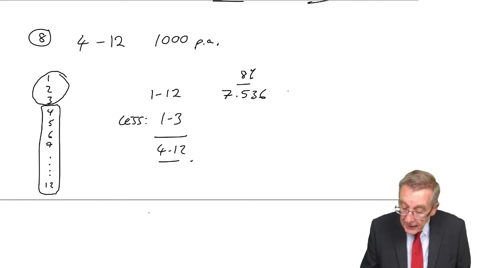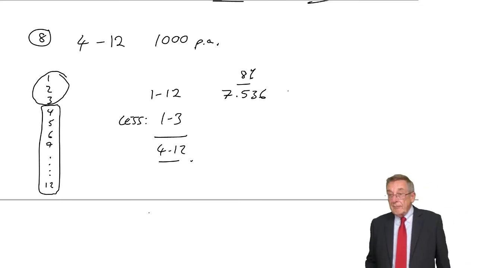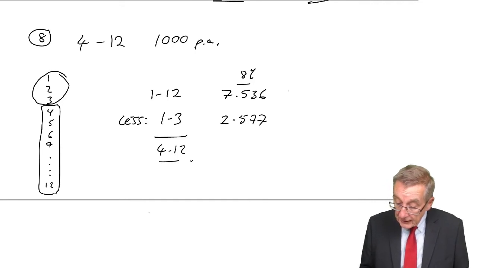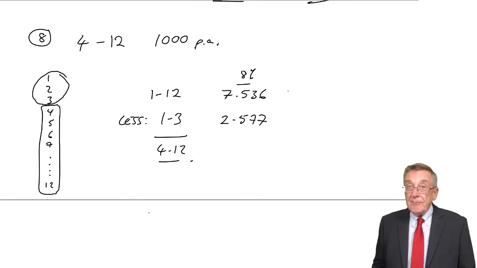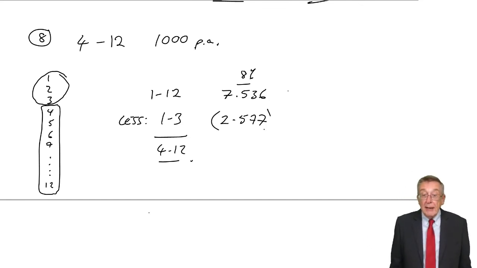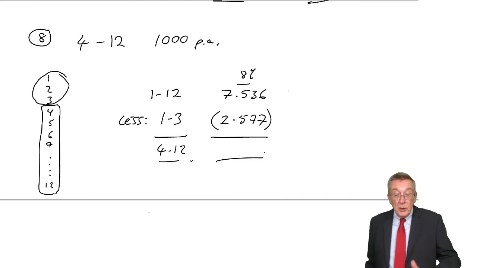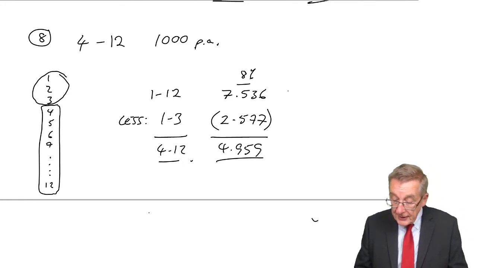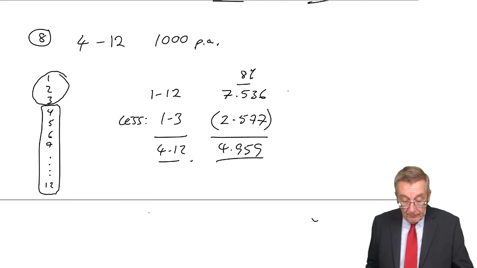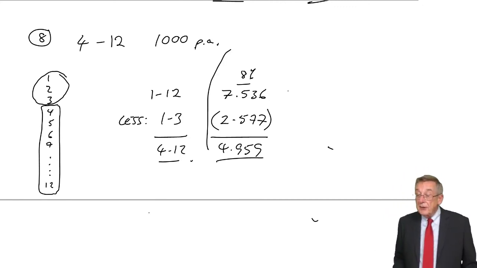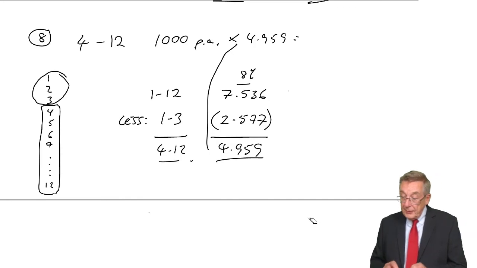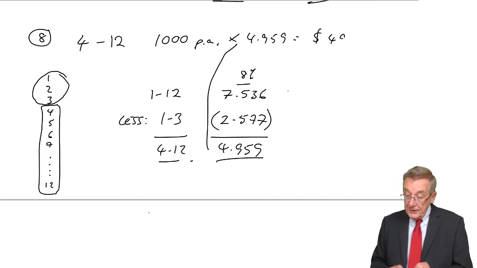And so at 8%, the 3-year row is 2.577. There's the total for years 1 to 3. And if I subtract that, the figure I'm left with, 7.536 minus 2.577, 4.959. That is the total of the factors for 4 to 12. And now I can multiply as usual, and the present value, 4959.